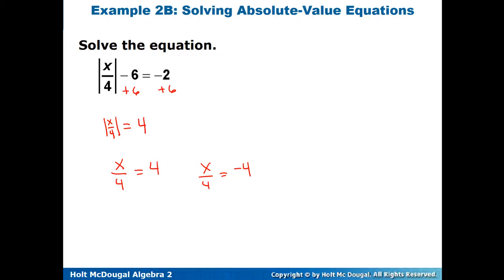And remember, it's distance, distance, distance. So let's go ahead and multiply both sides by 4. So we have x is equal to 16. We multiply both sides over here by 4, or x is equal to negative 16. So that's a pretty simple thing.